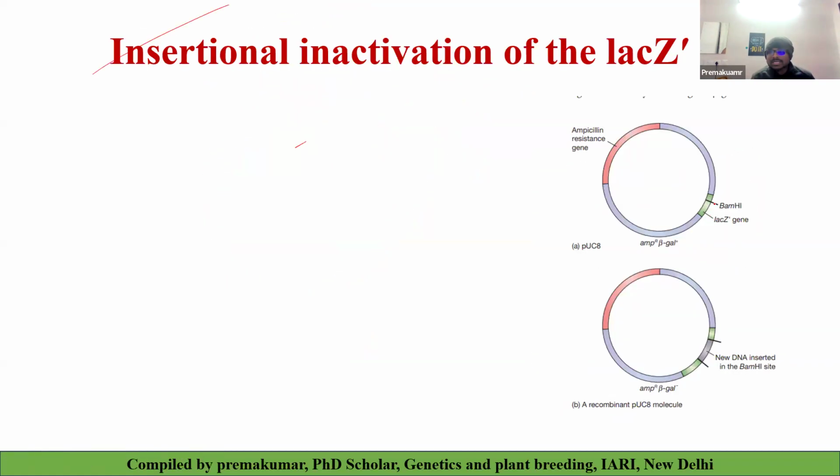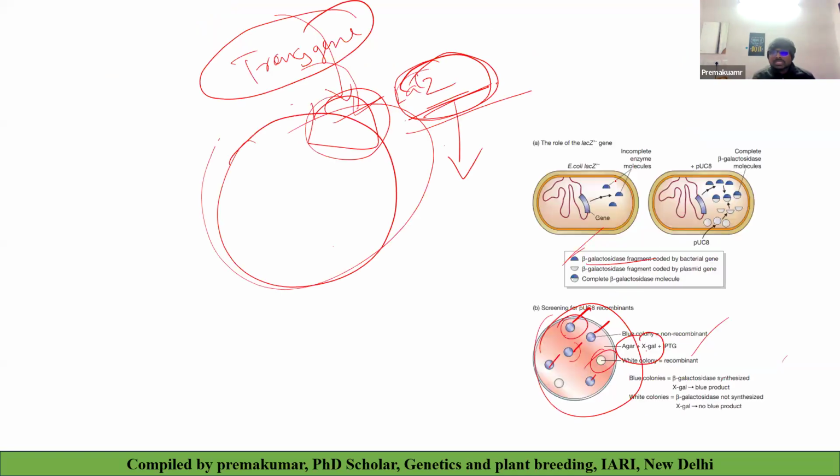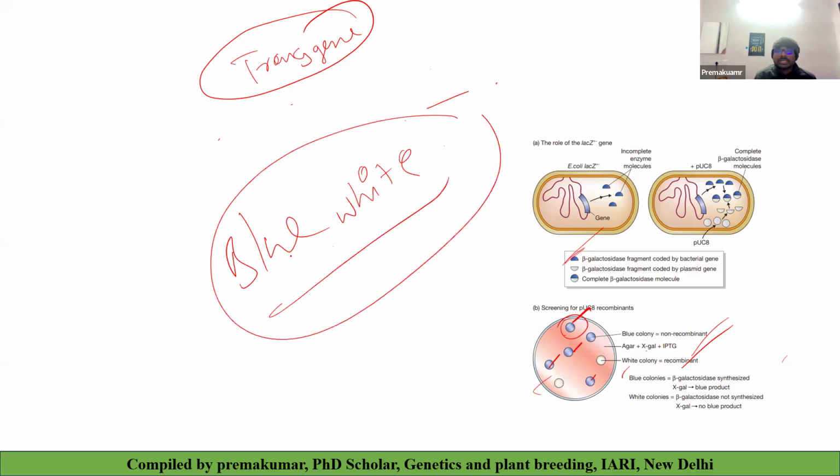We are disrupting this lacZ by introducing our transgene, so that the function of this gene will be disrupted. It is unable to synthesize the beta galactosidase polypeptide. Then we are not going to get the color transformation. That's why all white colonies are recombinant. This is called insertional inactivation, like lacZ blue white screening of recombinant and non-recombinant.